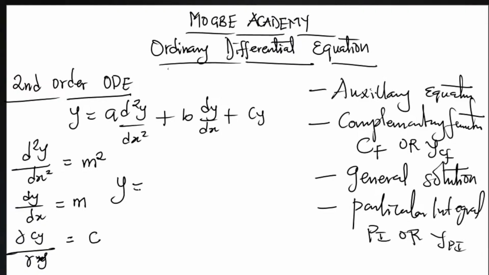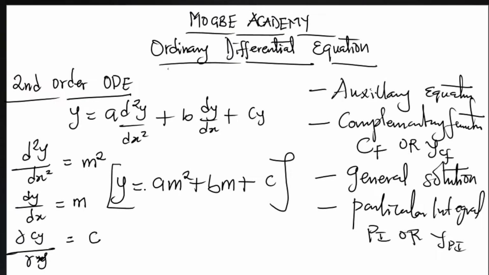y will now be equal to A. In place of d square y over dx square, we represent this with M square. So this is M square plus B, and dy over dx is M. So we have M here plus what is our cy? Our cy was given to be C. So this is our auxiliary equation from our given equation.